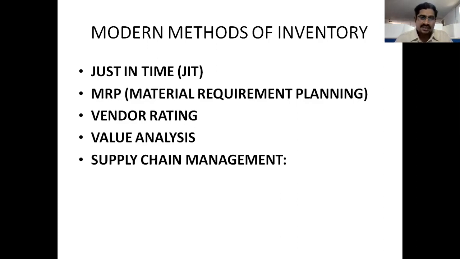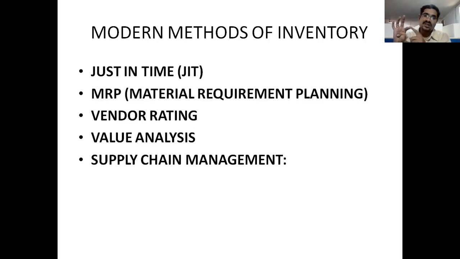So vendor means supplier, and rating means giving preferences and ranks to the suppliers based upon the vendors' or suppliers' performance. Here we need to consider five things. First one is supplier rating. The first is how much quantity we order or how much quantity they send.